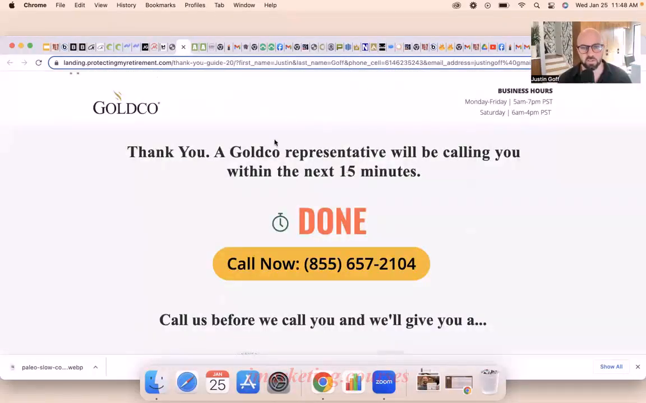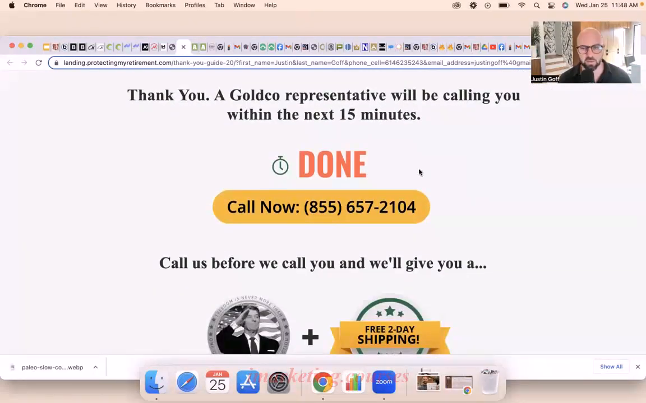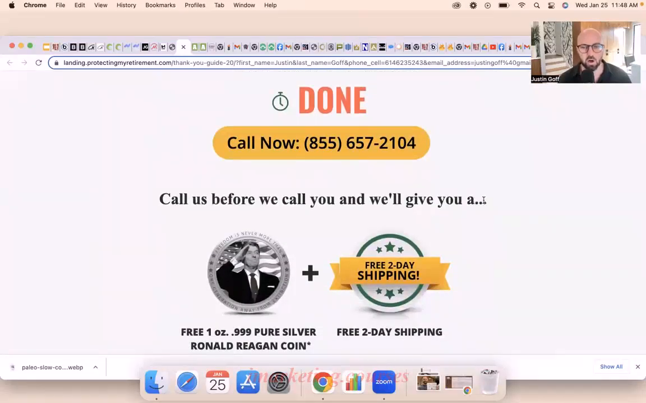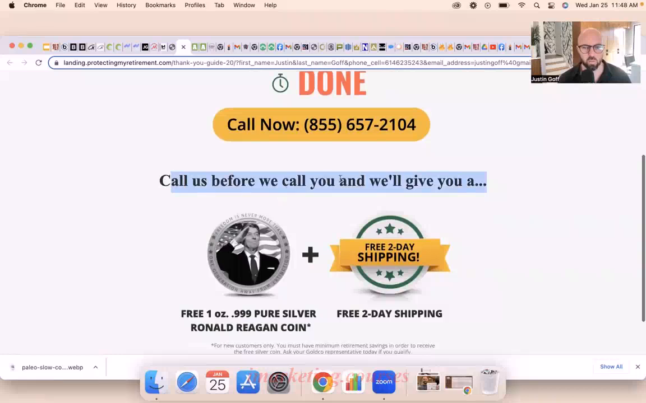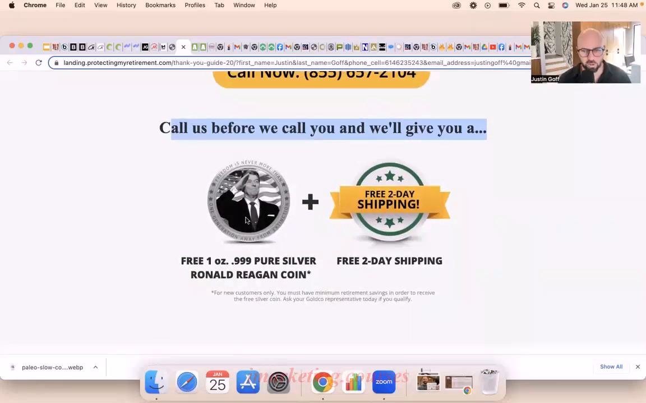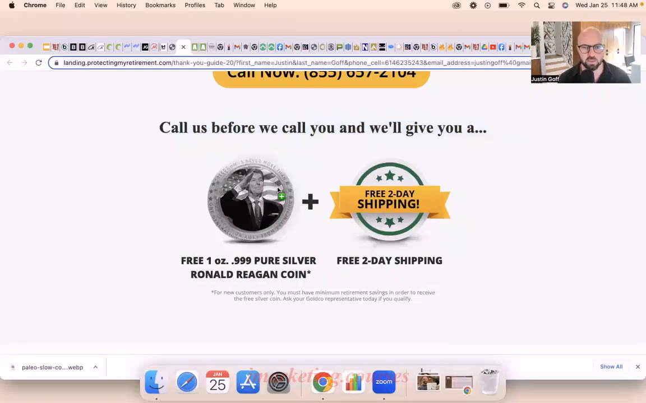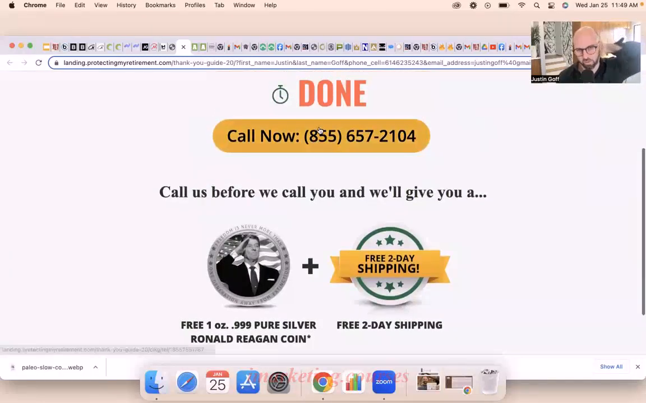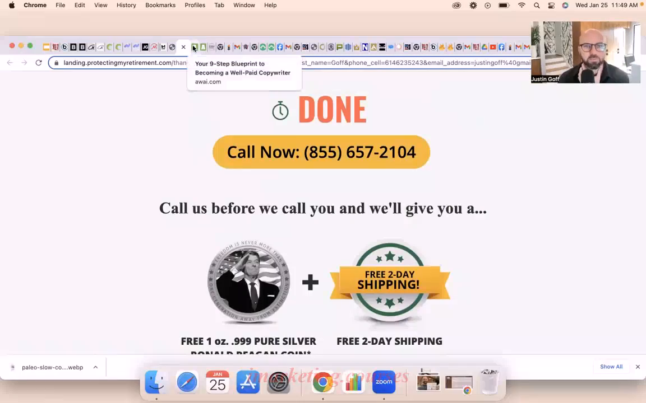Once you opt in there, they send you to this page. There was a countdown timer on here. So basically it just tells you to call. This is actually really interesting. Call us before we call you, and we'll give you this free gift, which is a Ronald Reagan silver coin and free 2-day shipping. And for this niche, conservative men and women in their 50s, 60s, and 70s, that's like catnip for them. They're going to definitely want that. So really, really smart way to get them to call you right away and get them on the phone.